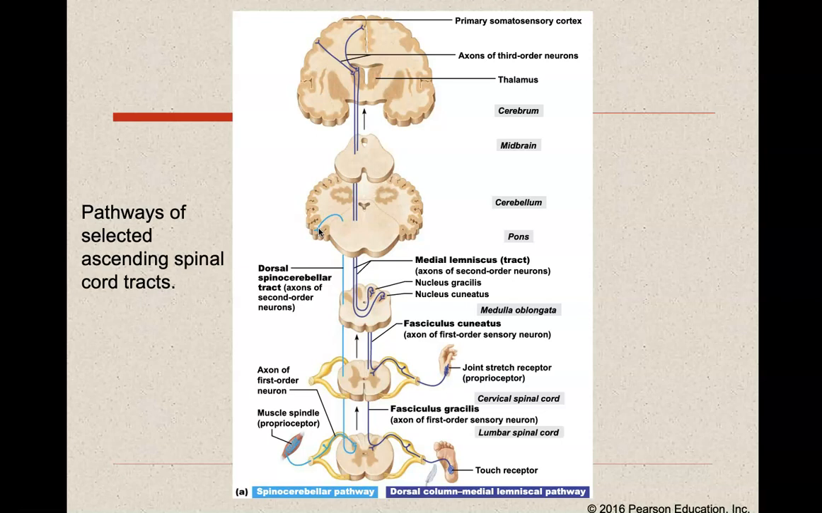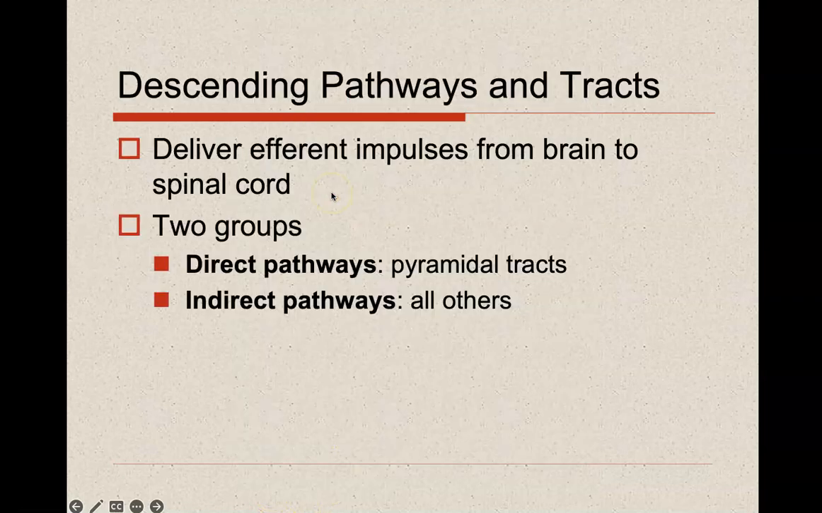So that's how those first order, second order, and third order sensory neurons going to the somatosensory cortex work. And then the first order, second order neurons work for the cerebellum. So not too difficult, right? And now the descending pathways are quite a bit easier.